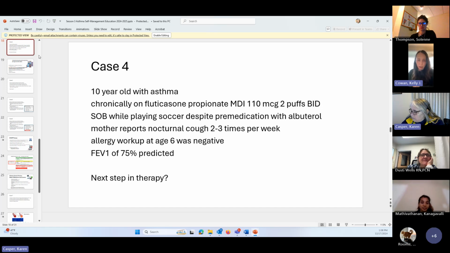They continue to have nighttime cough several times a week. They have a previous history of a negative allergy workup, no current symptoms, and their lung function is mildly low. So 75% is some mild airflow limitation, so abnormal. So we should talk about the next step in therapy here. Next slide.